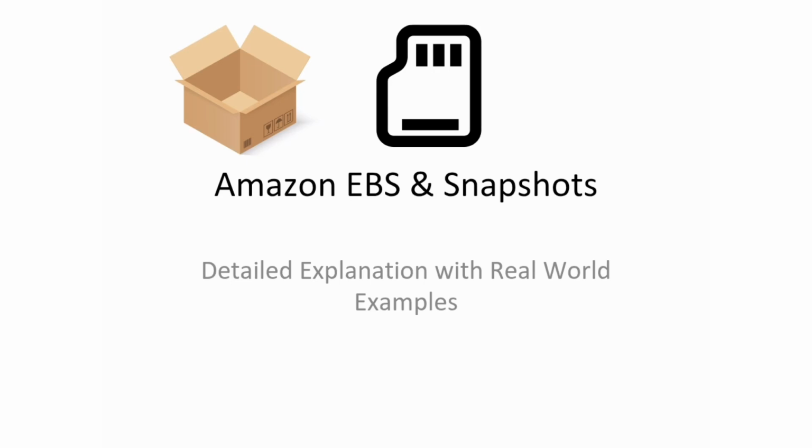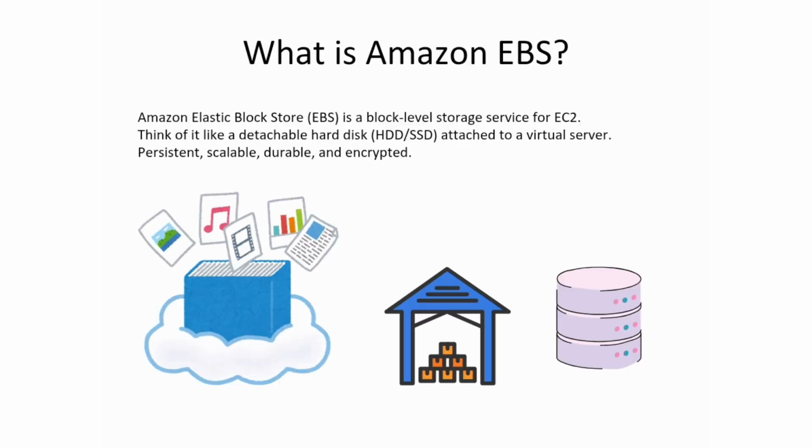Let us look at Amazon EBS in a simple way. First of all, we know that EBS stands for Elastic Block Store, right? So, what is it designed for? It is designed to work with Amazon EC2 instances. Think of it like a detachable hard disk or SSD you can attach to a virtual server. So, in our terms, it is EC2. You can format it with a file system or run a database or store application data.